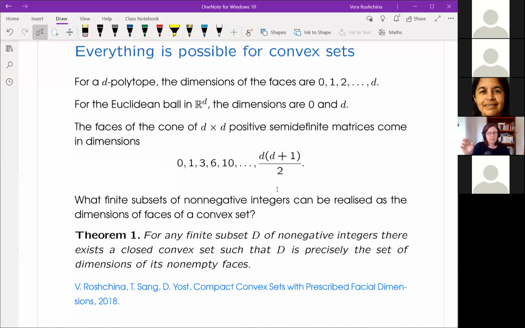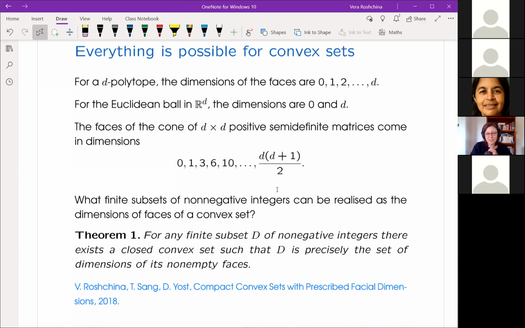We have dimension 0, and dimension d, and nothing else. There are no other faces. It doesn't matter in which dimension you consider the Euclidean ball. The only faces are the ball itself and every individual point on the boundary. There are some very cute examples that are very well known in optimization, for example the cone of positive semi-definite matrices. I will talk about it more later. If you're not familiar with it, I'm just going to give you this information for now.